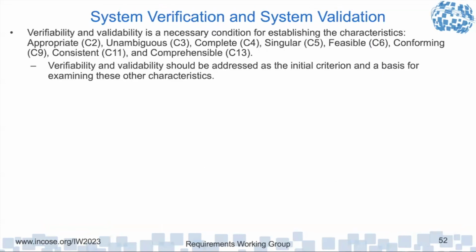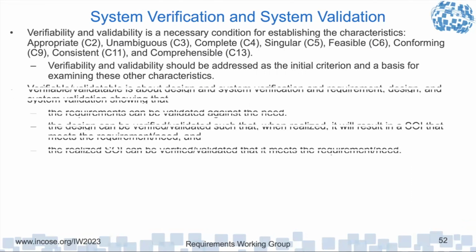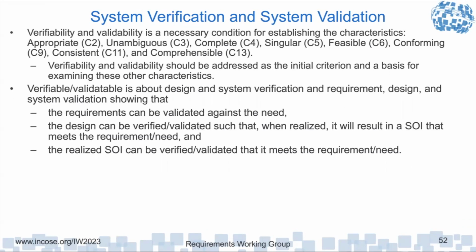And verifiability and validatability is a necessary condition for establishing the characteristics appropriate, unambiguous, complete, singular, feasible, conforming, consistent, and comprehensible. So verifiability and validatability should be addressed as the initial criterion and a basis for examining these other characteristics. Verifiable and validatable is about design and system verification and requirement, design and system validation, showing that the requirements can be validated against the need. The design can be verified and validated such that when realized, it results in a system of interest that meets the requirement or need.